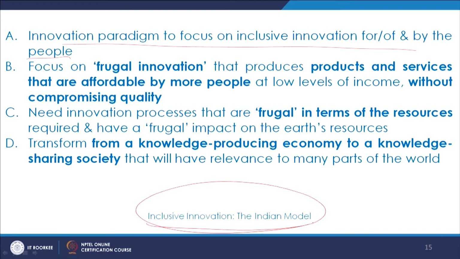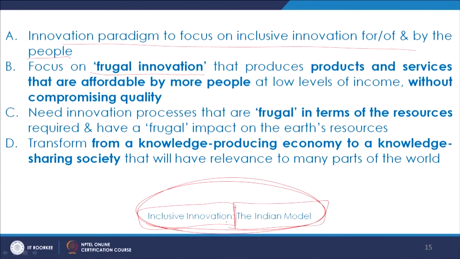This is the Indian model that is suggested by the council, and it focuses on inclusive innovation. The most important thing is the focus on frugal innovation, because there is already identification of a lot of frugal innovation processes in our country, and so the Indian model of innovation focuses on frugal innovation that produces products and services which are affordable by more people without compromising quality. Also frugal in terms of the resources. So innovation is needed where frugal is also understood in terms of the resources. Transform from a knowledge producing economy to a knowledge sharing society. So these are some important points which are put forth while discussing the Indian model of innovation.